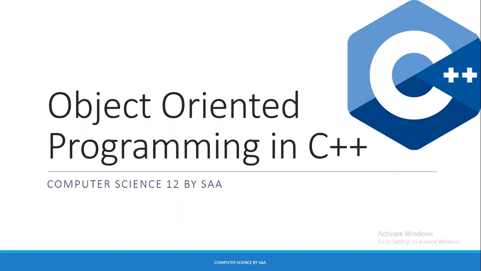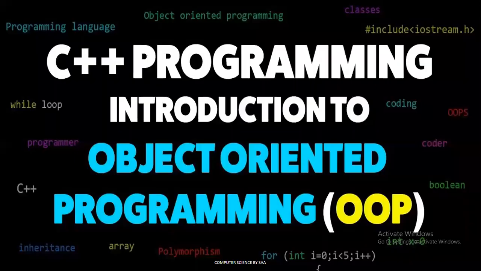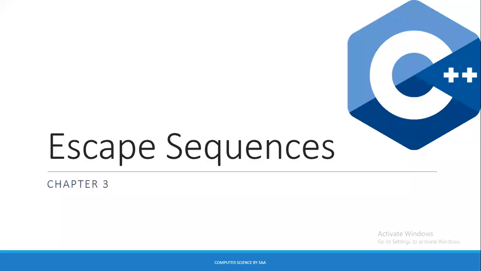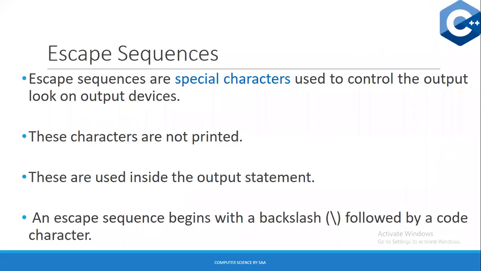We have been studying object-oriented programming in C++. This is chapter number 3 from your book. This chapter basically contains the introduction to object-oriented programming. The topic that we are going to study today is escape sequences. First of all, let's discuss what escape sequences are.